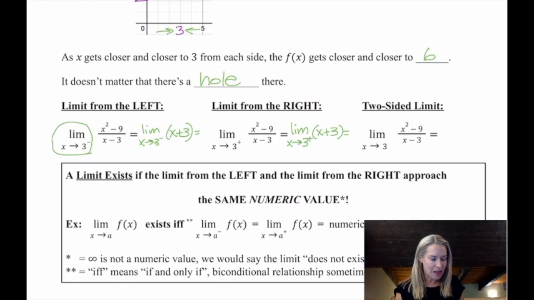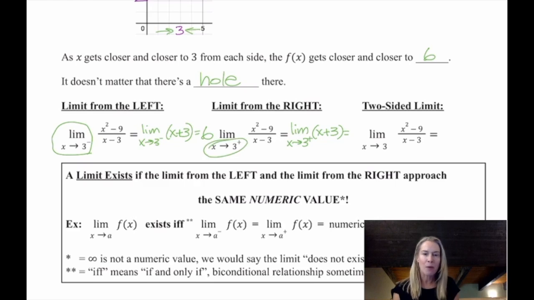So the limit as x is getting really close to 3 from the left, the closer and closer we get to 3, 2.9999999, our limit is going to approach 5.99999. All said and done, that means that limit is approaching 6.